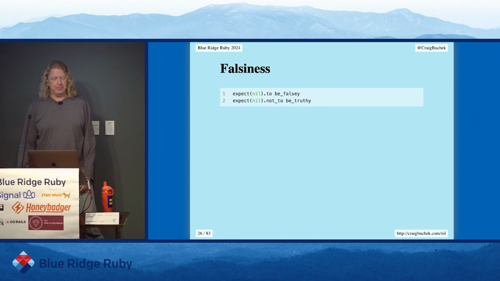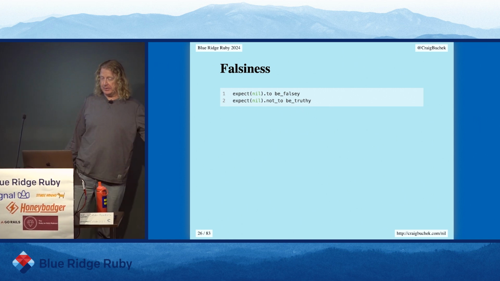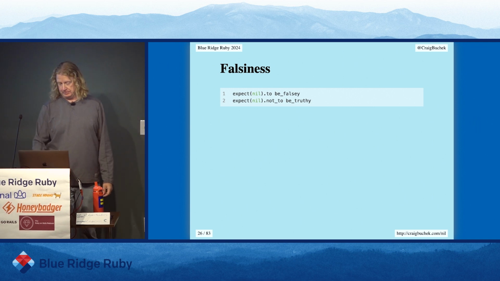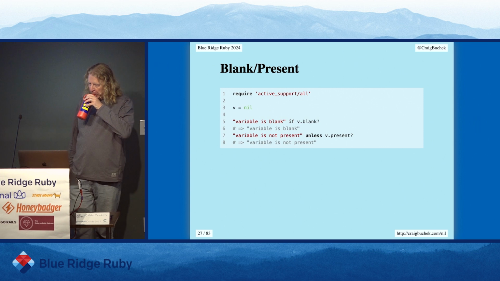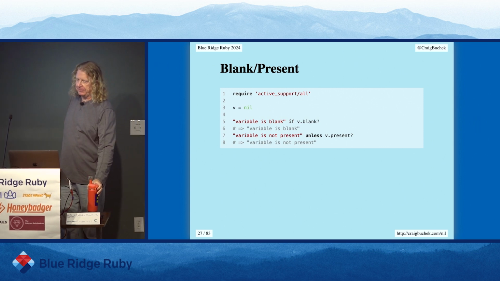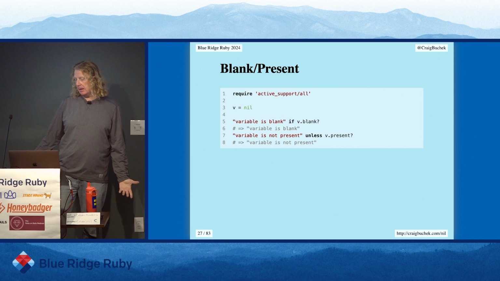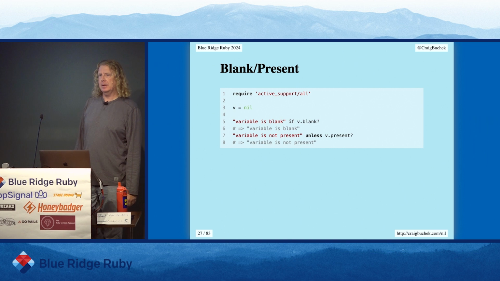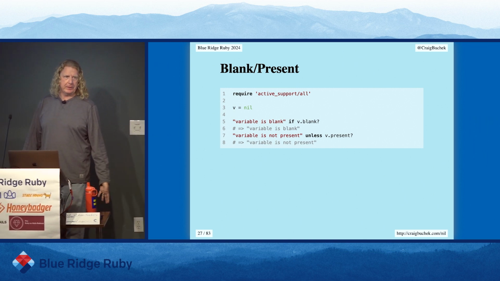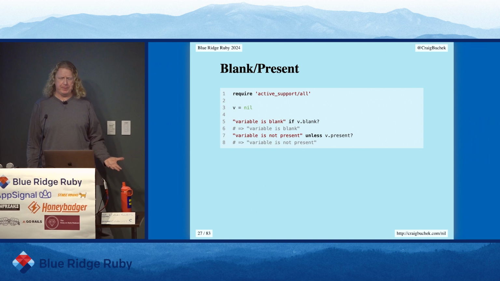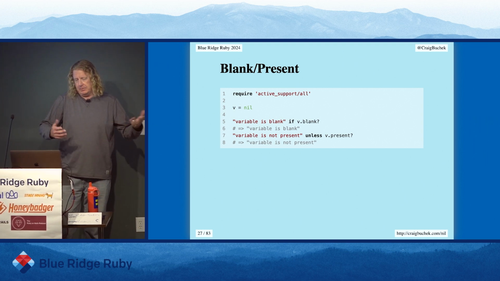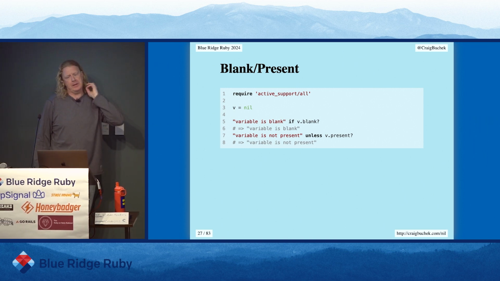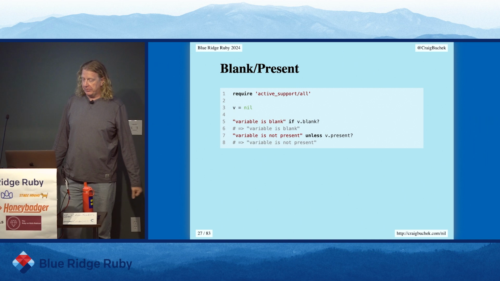You might come across those terms, truthy and falsy, in some RSpec tests. Expect nil to be falsy, expect nil not to be truthy. So Rails adds a few other methods like blank and present. Blank is true if the object is nil, if it's empty, or it's a string with only white space. And present is basically the opposite of blank. Just put a not and you'll get not present, and it will be the same as blank. These are not in standard Ruby. They're in the ActiveSupport gem.